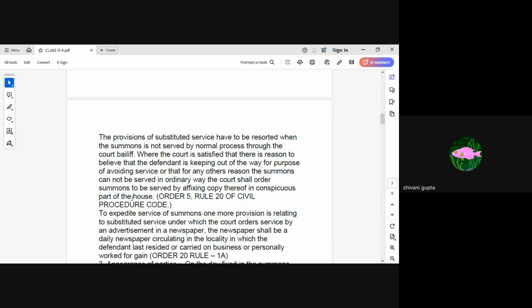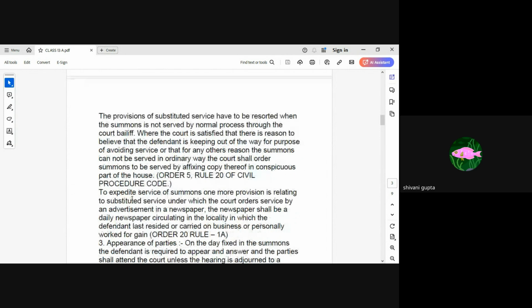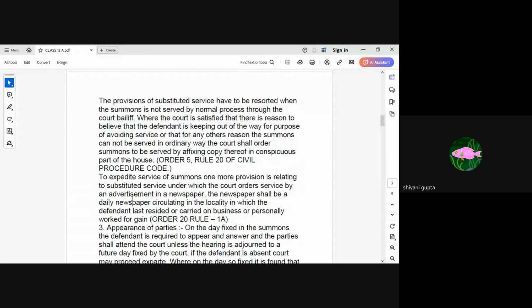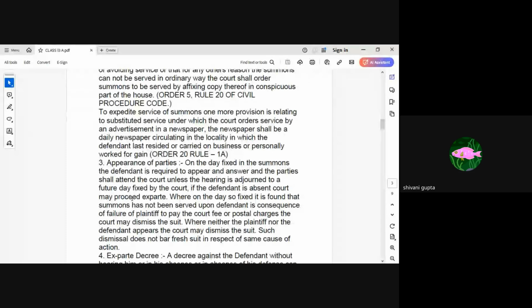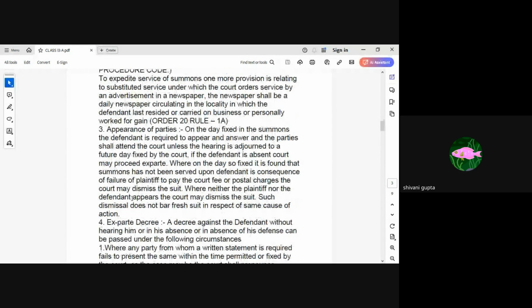Now, for expediting service of the summons, one more provision is related to substituted service, under which the court serves by an advertisement in the newspaper. That is also given under Order 5, Rule 20, clause 1A. Next thing is the appearance of the parties. Upon the service of the summons, the parties shall attend the court unless the hearing is adjourned to a fixed particular date. And such dismissal doesn't bar any kind of fresh suit.